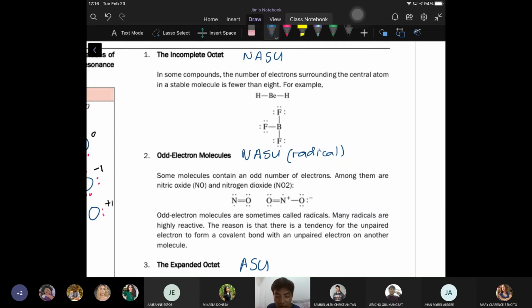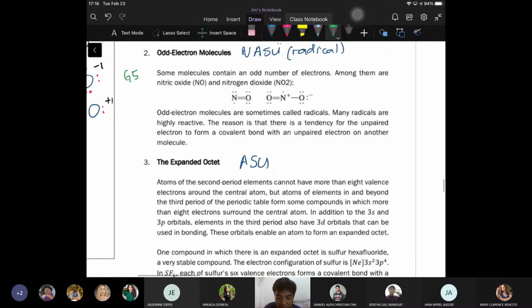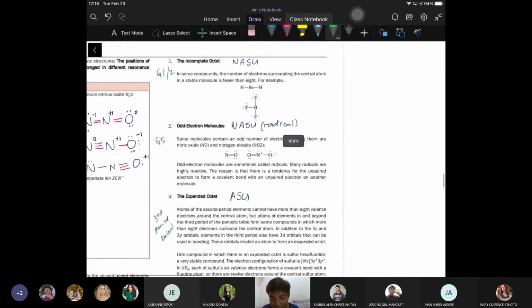And then we have the odd electron molecules. This applies for group 5 atoms, especially nitrogen. Group 1, group 2 for incomplete octet, group 5 for odd electrons. And the expanded octet is from third period below. When I say third period pababa, it starts from aluminum all the way down to baba. Okay, so let's check.